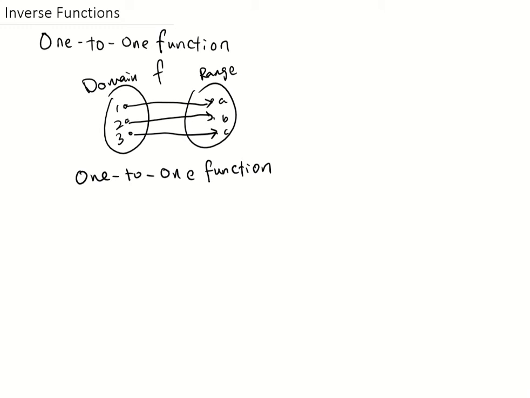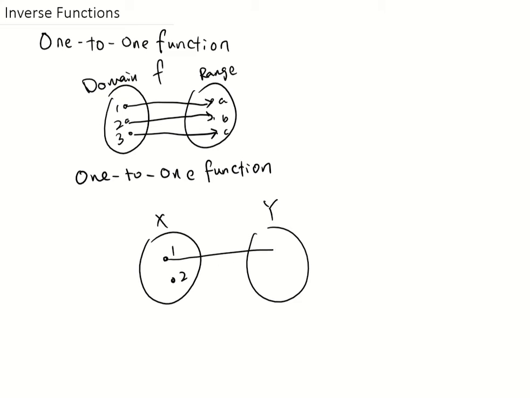When a function is not a one-to-one function, look at this case. This is your domain, this is your range, and you have 1 and 2 in the domain. 1 is mapped to, let's say, 5, and 2 is also mapped to 5. This is a function because for each input there's exactly one output, but it is not a one-to-one function because for each output there's not exactly one input; there are two inputs here.